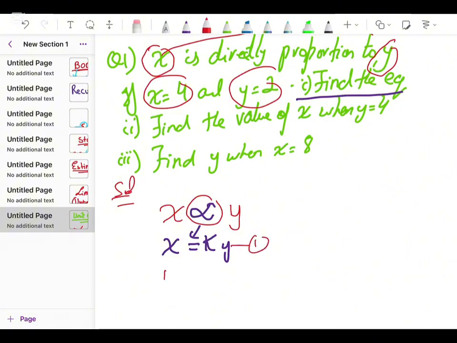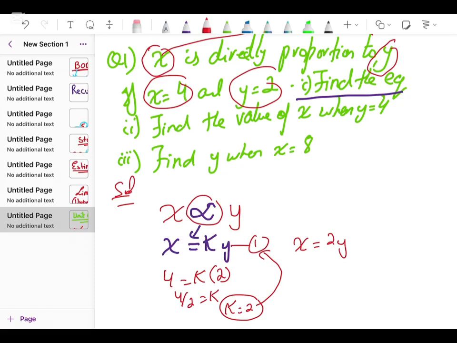So x is 4 and y is 2. 2 goes to the other side and divides. So the value of k will be 2. So I will put the value of k in equation 1. This will be the answer of the first part. The first part asks to find the equation, so this is the equation that he is asking for. Okay, this is the first part.